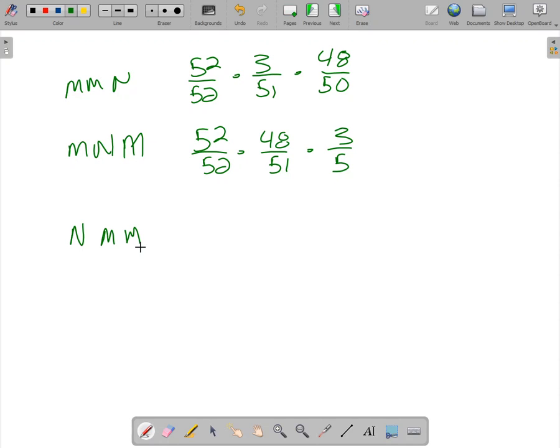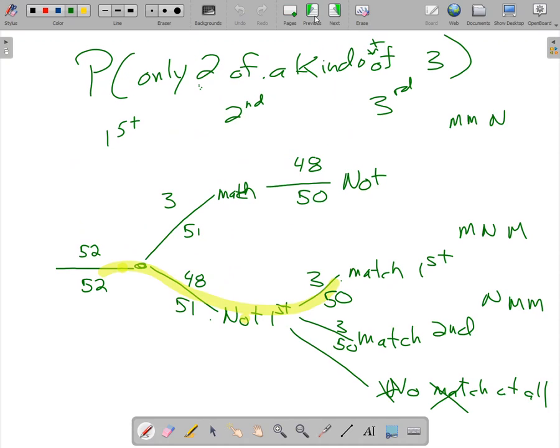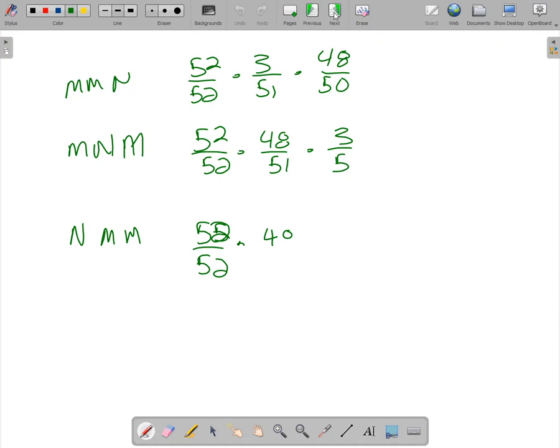And then the last version of this happening from my tree was not, match, match. The last 2 matched. I didn't match the first king I got. There was a 52 out of 52 chance, and then there were 48 out of 51 cards that didn't match the king, and there were only 3 out of 50 that matched this card right there.